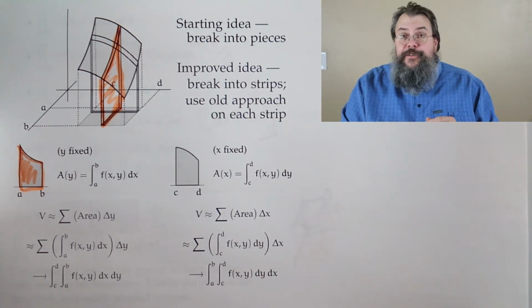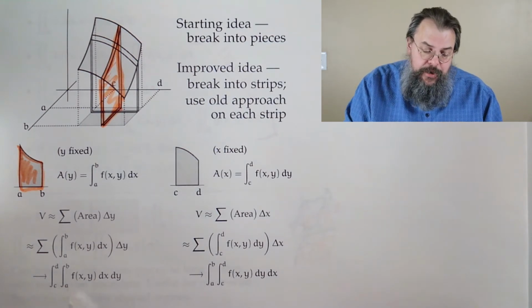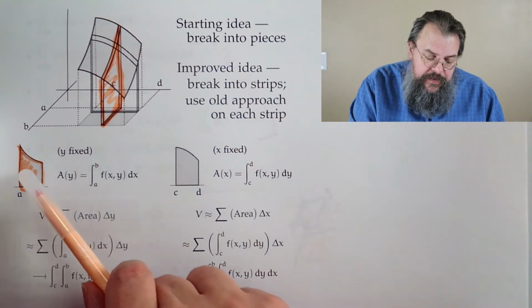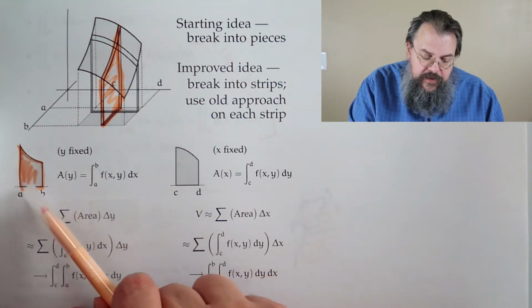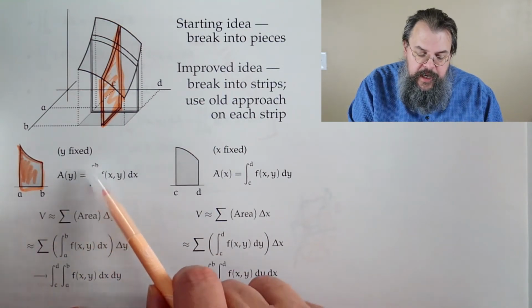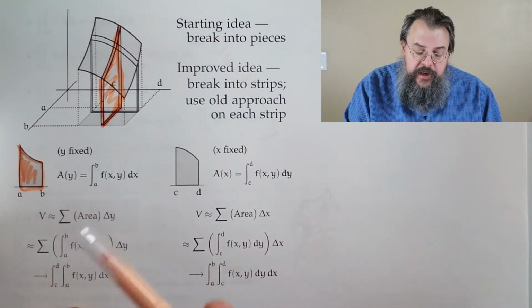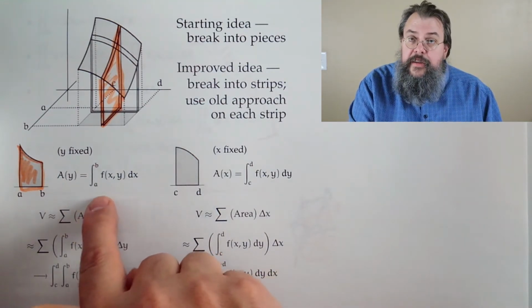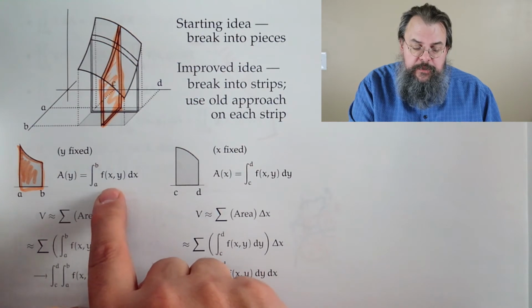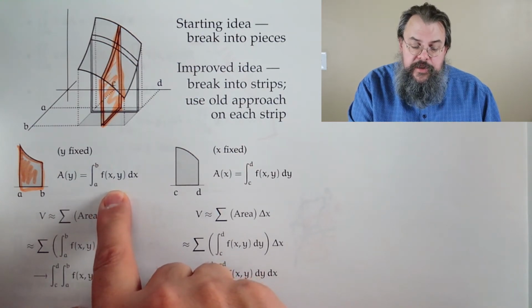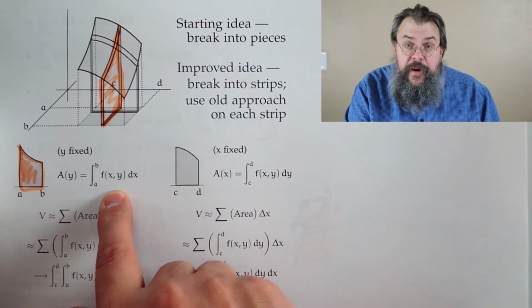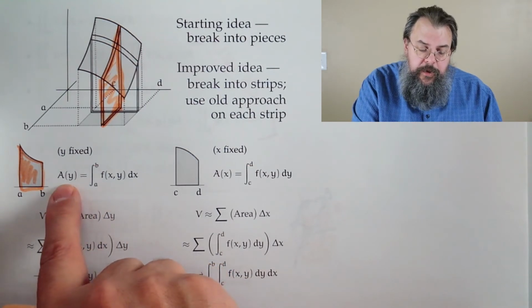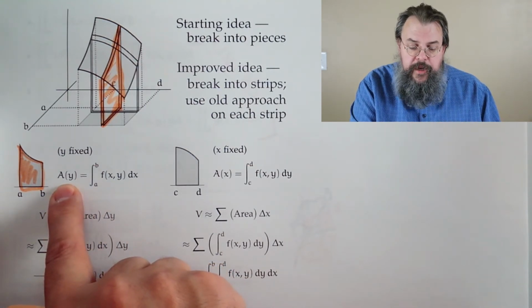What's the contribution from the slice? Well, if I think of the area of this slice, that's the integral from a to b of f of x,y dx. Now, keep in mind, this is going to have y at the end. So there's still going to be a function of y involved here. That's perfectly fine, because the area can vary with y.